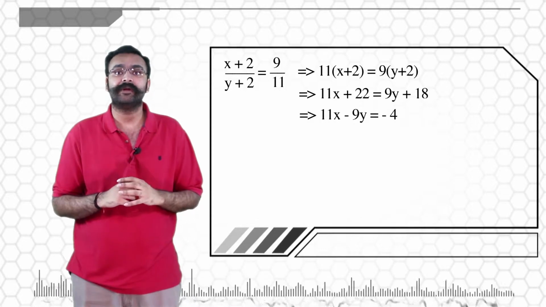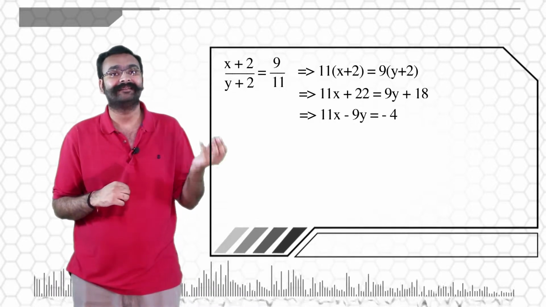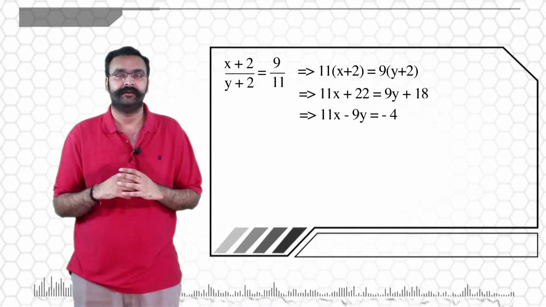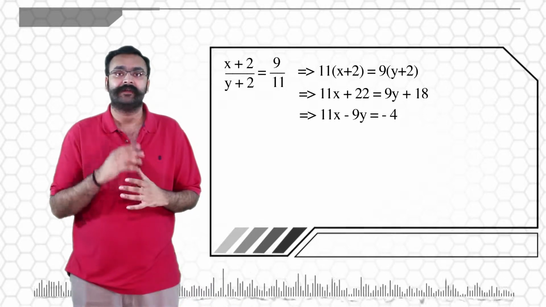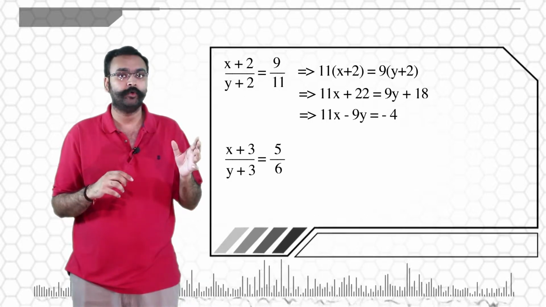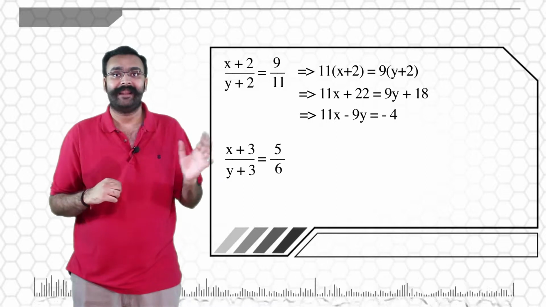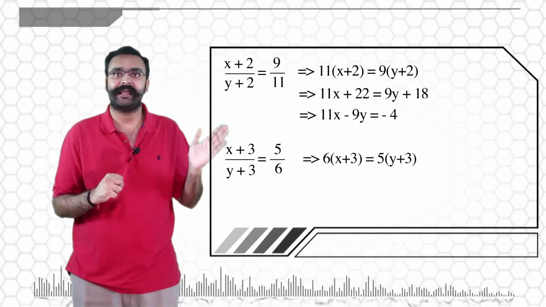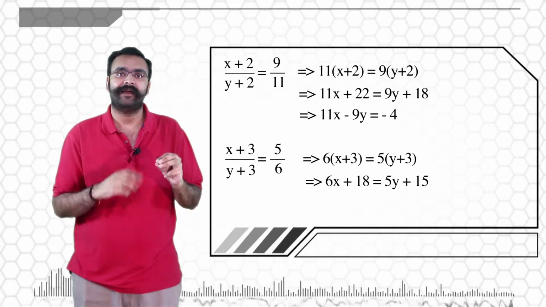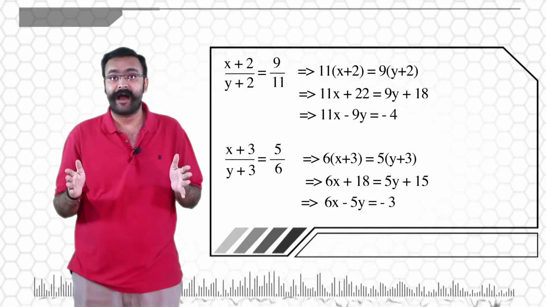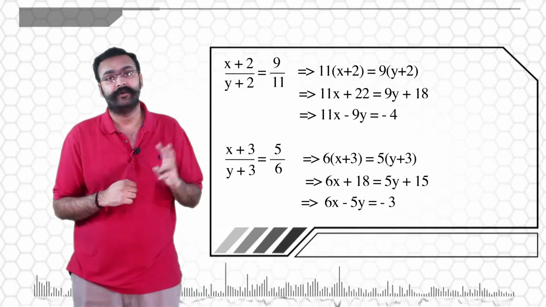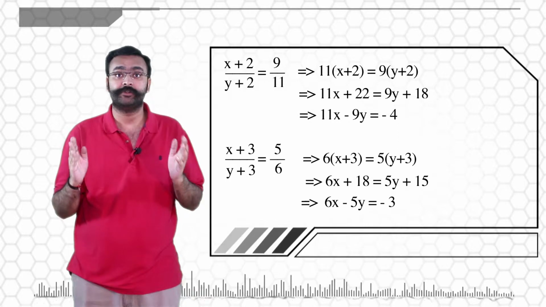Similarly, the second equation we were given was that upon adding 3 to both the numerator and denominator, it turned into 5 by 6. Once again, we can see here that I will do x plus 3 upon y plus 3 is equal to 5 upon 6. Like this, we'll cross multiply just like before and end up getting another linear equation in x and y as shown. Now, this should look very familiar to you. We have 2 linear equations, both are in x and y, and we will proceed to solve it.